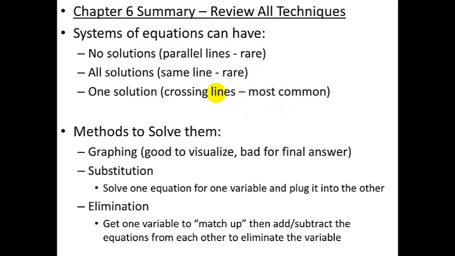The most common thing that will happen is your two lines will have a different slope, and they will cross at some point. If they happen to cross at a perfect 90-degree angle, that's called perpendicular, and the slopes will be negative reciprocals. But more often, they just cross at some random angle, and there's a single solution where they cross. So no solution will be parallel like this. All solutions would be right on top of each other, like that. And most common is like this. And also pretty rare is a perfect 90-degree angle.